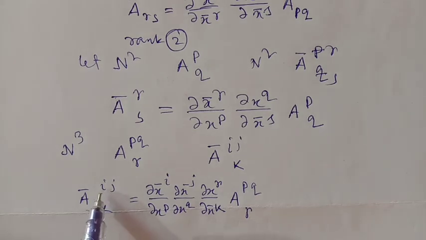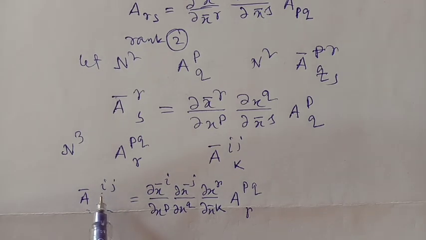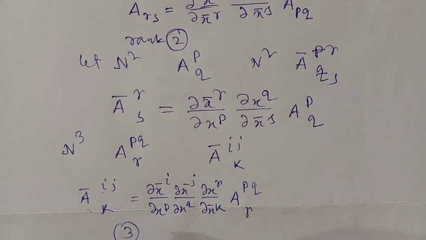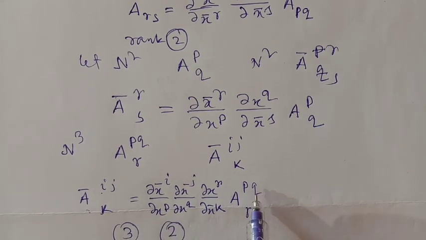You see i, j, k. i, j are the contravariant components, k is the covariant component. So contravariant components are in the numerator and covariant components are in the denominator. Then you write the other components A^{pq}_r. So this is a mixed tensor of rank 3 having 2 contravariant components and 1 covariant component.